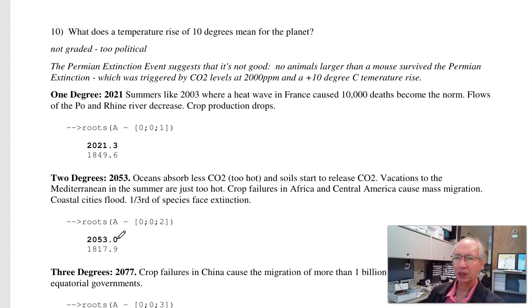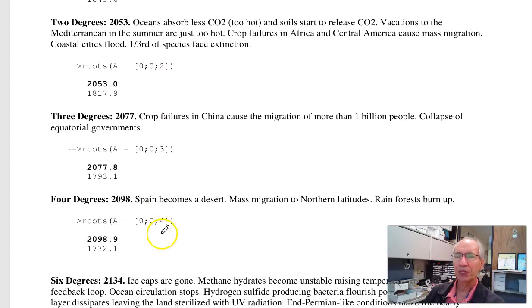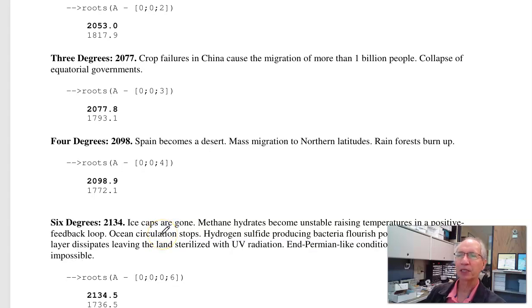At 2 degrees, oceans absorb less CO2, soil starts to release CO2, and vacations to the Mediterranean or Gulf of Mexico simply become too hot. You get crop failures in Africa and Central America, mass migrations, and coastal cities flood. 2053, that's coming up. At 3 degrees Celsius, about 50 years from now: crop failures in China, mass migration of more than 1 billion people, collapse of equatorial governments. At 4 degrees Celsius, Spain and Mexico become deserts, mass migration to northern latitudes, rainforests burn up. That's the turn of the century, coming up.